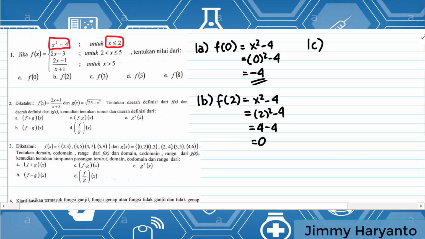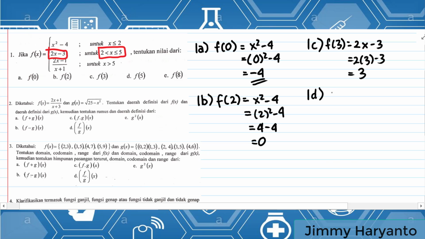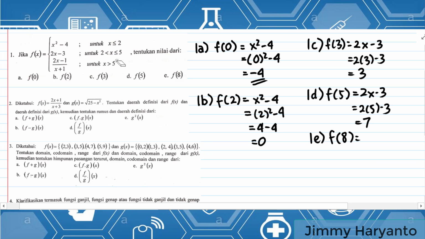And then 1c, f(3). 3 lies on the second function, because the second one is from 2 till 5. So I will use 2x minus 3: 2 times 3 minus 3 is 3. And then for 1d, f(5) means I have to use the second one also, 2x minus 3: 2 times 5 minus 3 equals 7. And then for 1e, f(8), it means x equals 8.